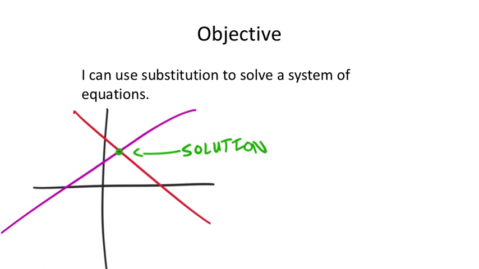We've seen this before already, where maybe a point is right here. Well, that would make the red equation true, but it would make the purple one false because it's not actually on the purple line. Or sometimes we may test a point out here, and then it makes both of them false.